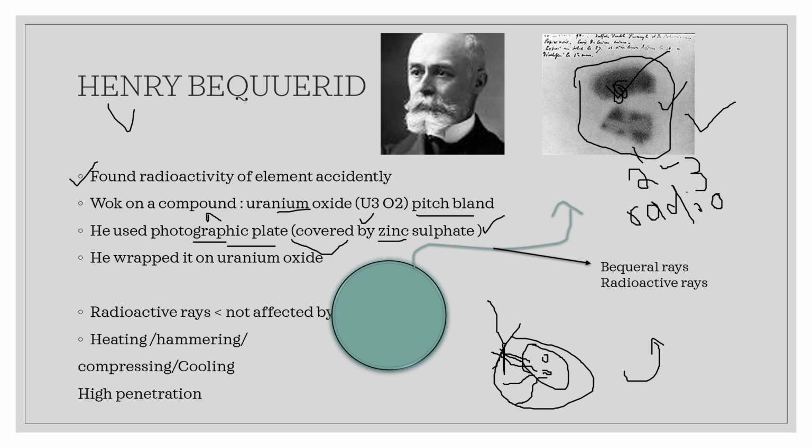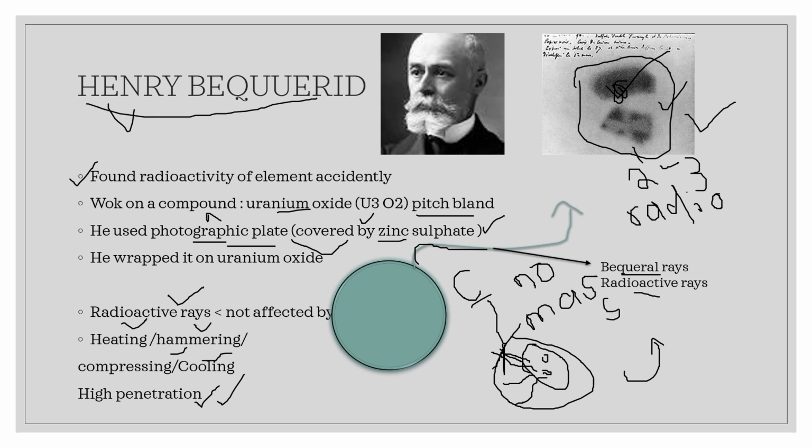Now let's talk about the properties. The radiation that comes out from the uranium oxide, he called Becquerel rays, or normally we call them radioactive rays. First of all, radioactive rays are not affected by heating, hammering, compressing, cooling, or any kind of external force. They have high penetration because they travel with the speed of light. As I told you, radiation consists of particles moving at the speed of light, and has high penetration because of no mass. This was the discovery of Henri Becquerel.